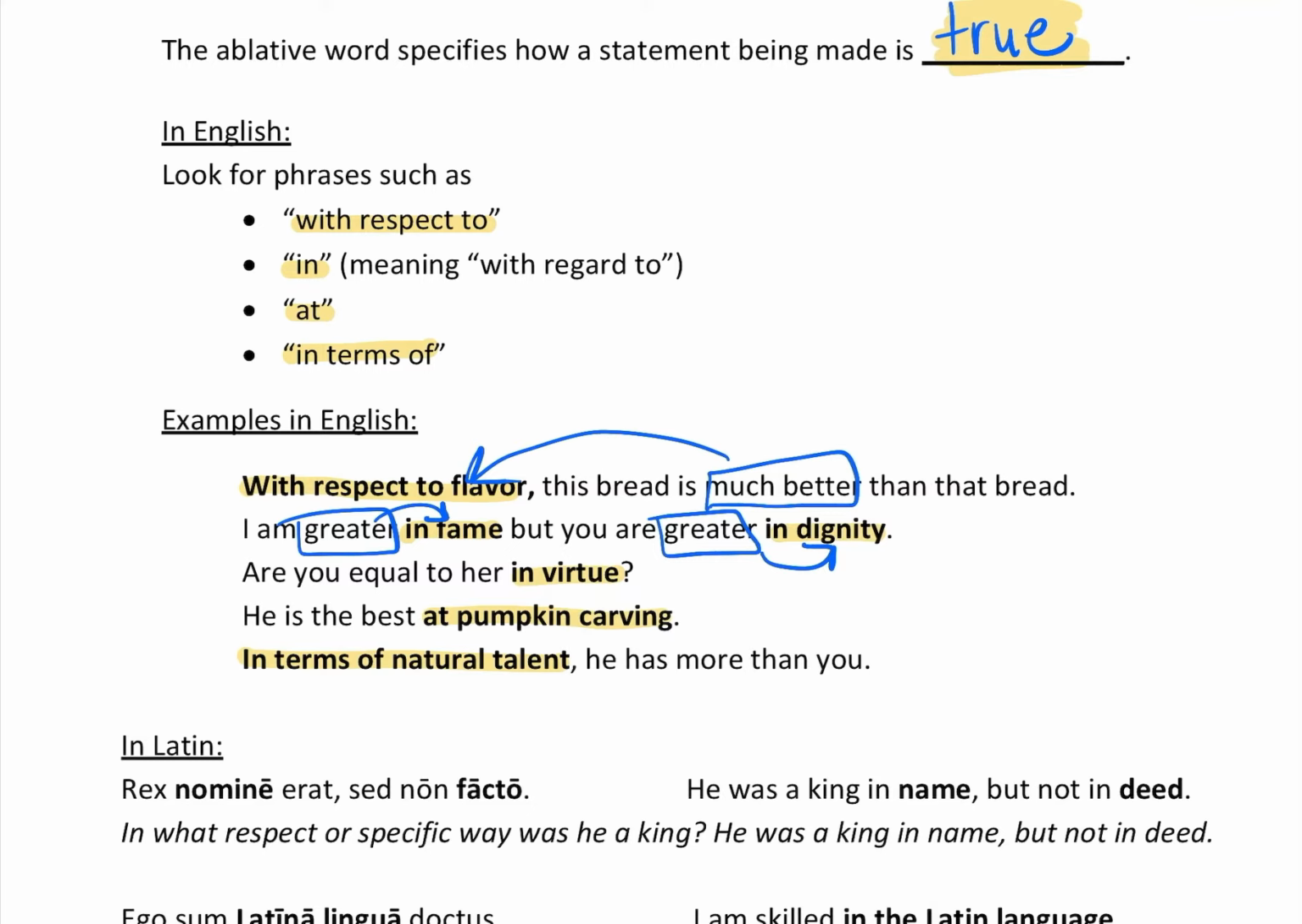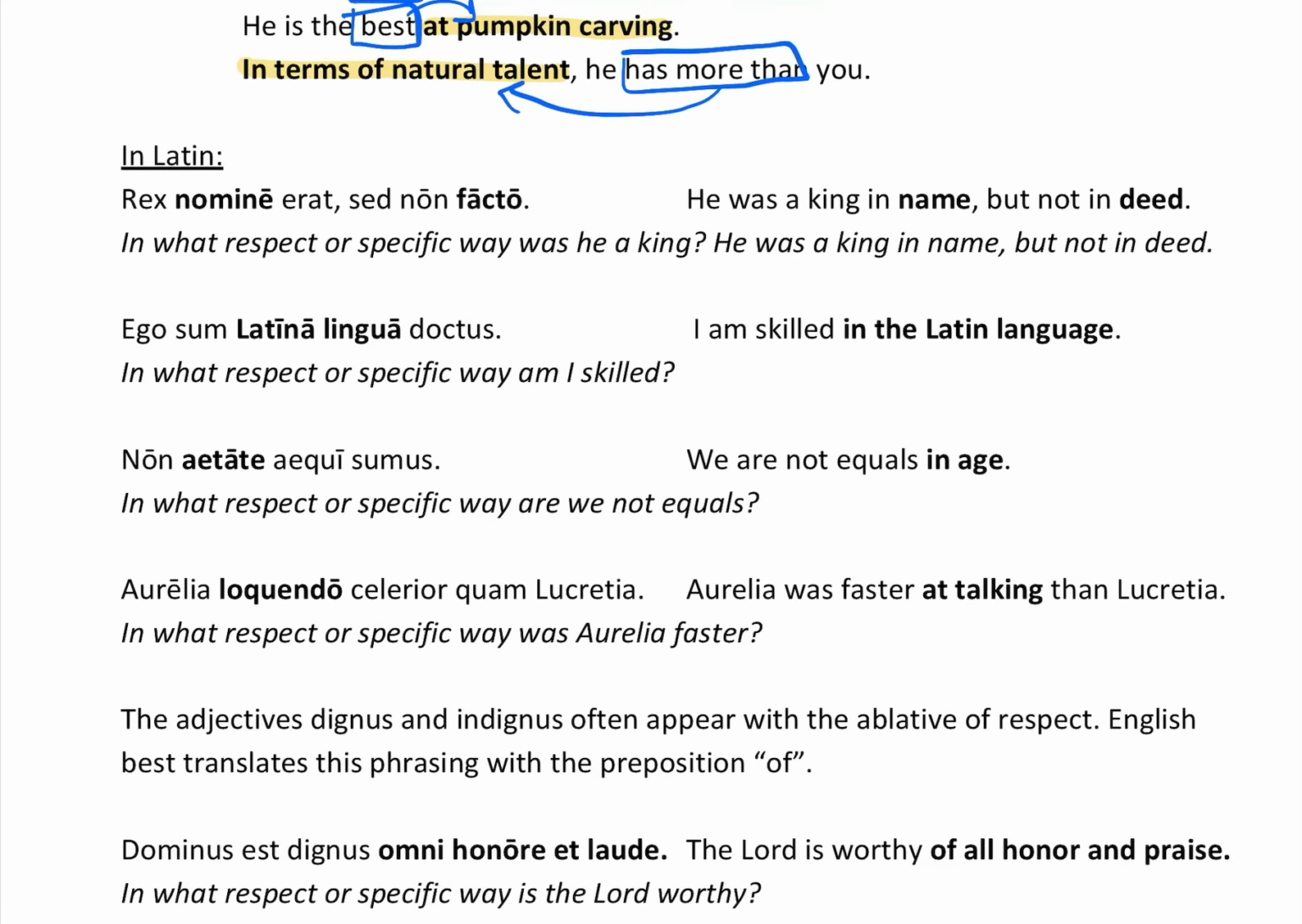Are you equal to her in virtue? How is this, right? Are equal in virtue? He is the best. So what is he the best at? What's the true statement? He's best at pumpkin carving. And in terms of natural talent, he has more. In what way does he have more? What does he have more of? Natural talent. So let's take a look in Latin.